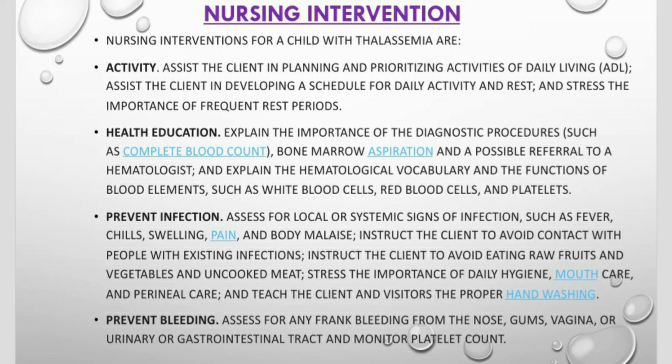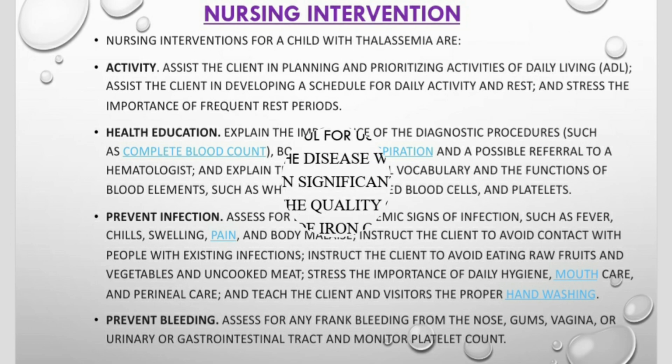Instruct the client to avoid raw fruits and vegetables and uncooked meat. Stress the importance of daily hygiene, mouth care, and perineal care. And also teach the client and visitors proper hand washing. Number four is prevent bleeding. Nurses should assess any frank bleeding from the nose, gums, vagina, or urinary or gastrointestinal tract, and also monitor platelet count.